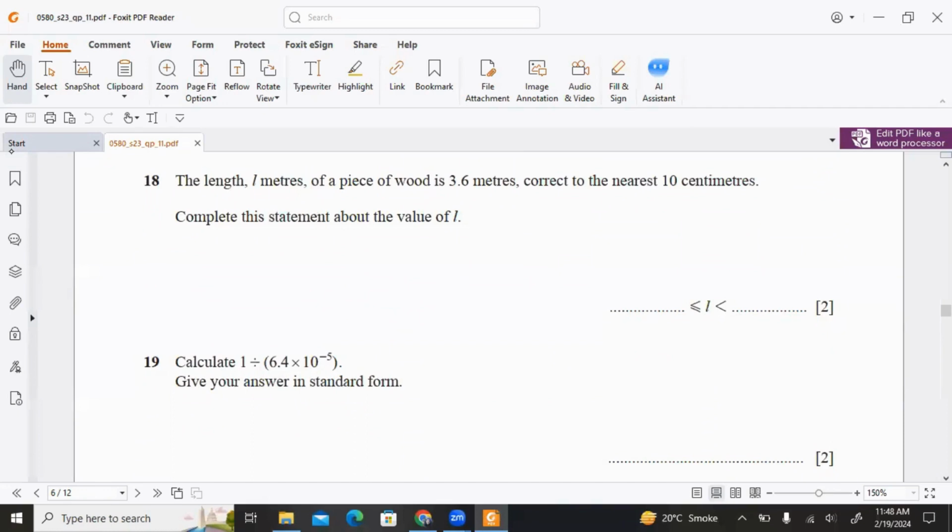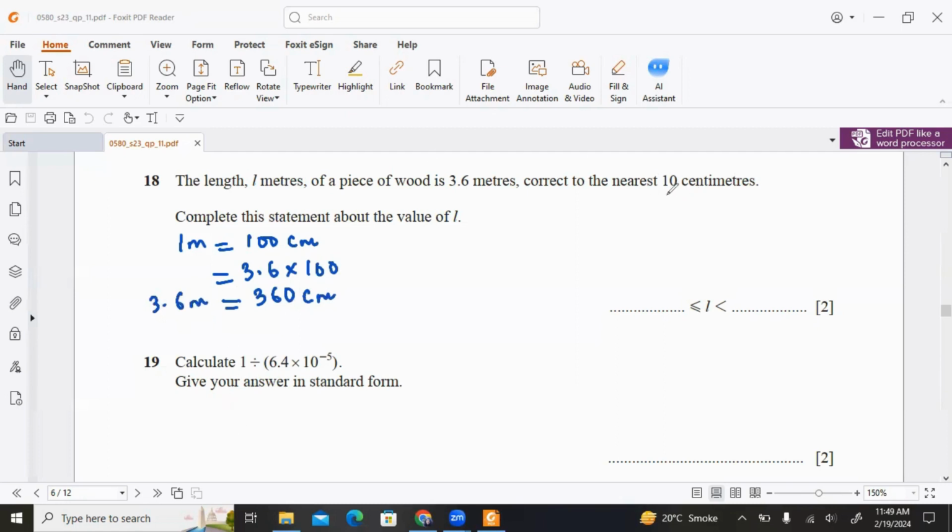Question 18 is saying that the length L meters of a piece of wood is 3.6 meters, correct to the nearest 10 centimeters. Complete the statement about the value of L. Basically, they're asking us to find the upper bound and lower bound of this value. First, we can convert the 3.6 meters into centimeters. We know 1 meter is 100 centimeters, so 3.6 meters is 360 centimeters.